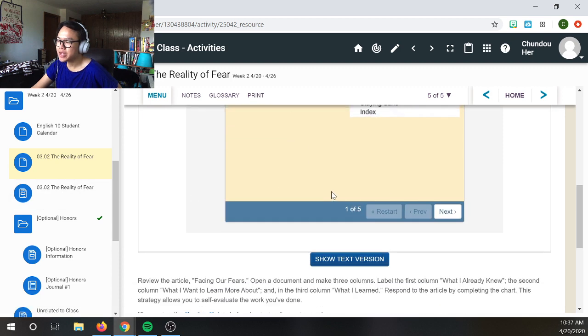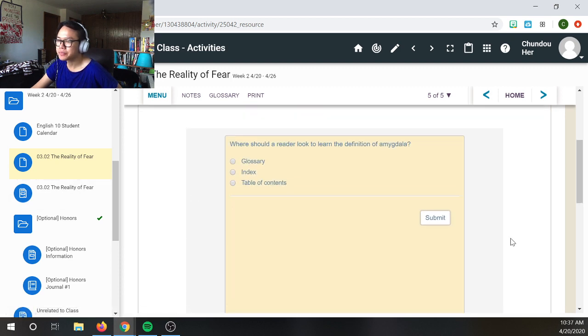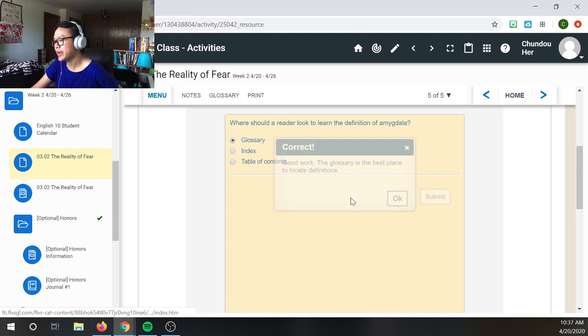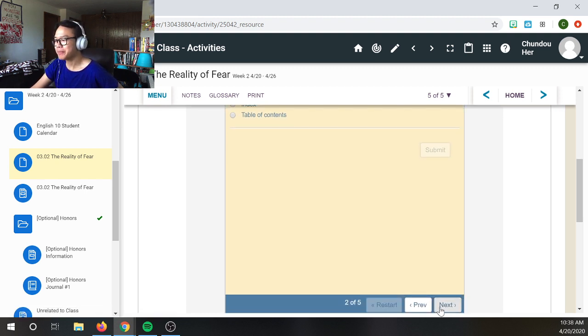Yes, I know how to use the table of contents. Good for me. Where should a reader look to learn the definition of the amygdala? Now, remember, if you just want the definition, we're going to have to go to the glossary for that, because that's going to give us the vocab word for that.